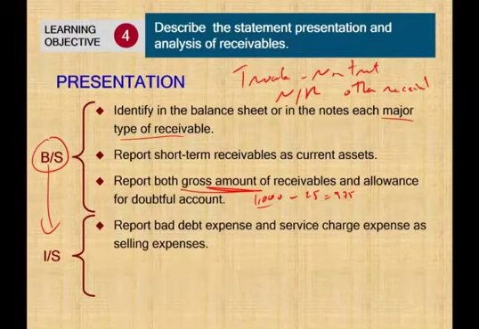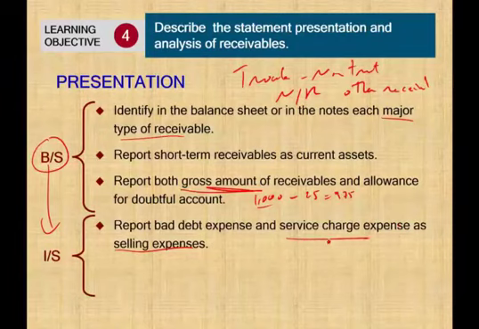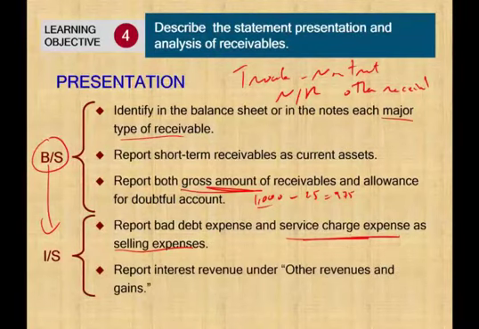On the income statement, we report bad debt expense and service charge expense as a selling expense. Why is it a selling expense? Because a receivable is a result of your sale. Therefore, if you have any bad debt expense, it's part of your selling effort, so it's a selling expense. As well, when you sell a receivable, your factor will charge you a fee. That's also part of your selling process. Report interest revenue: if you have any interest revenue from your receivable, you would report it under other revenues and gains.